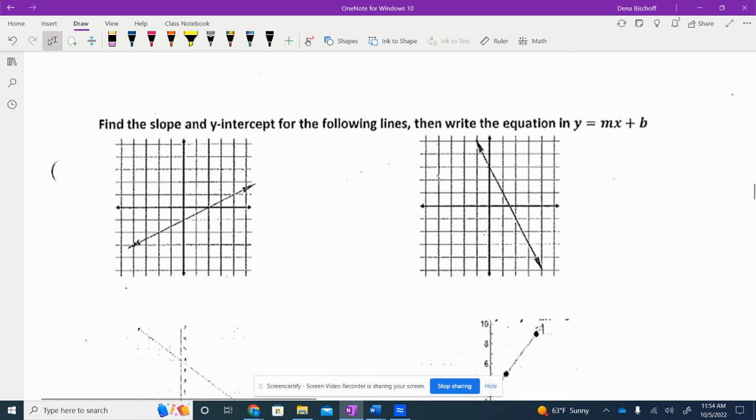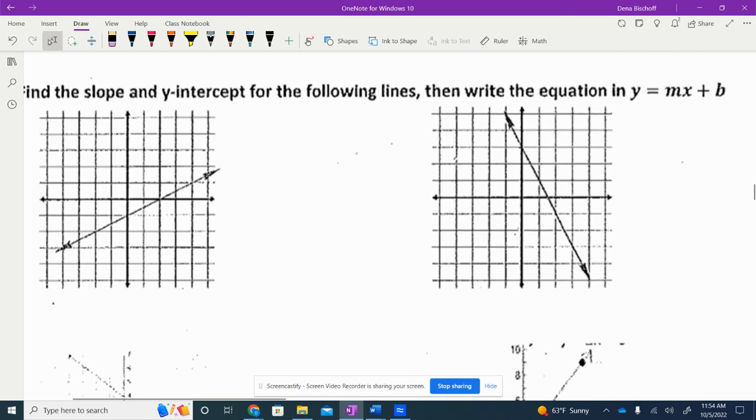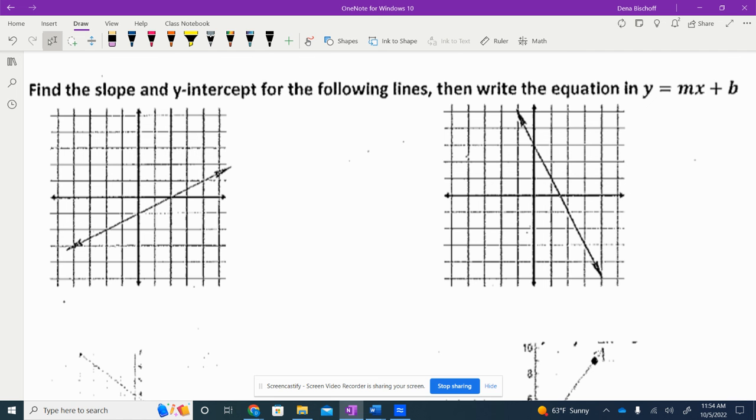Okay. So now we're going to find the slope and the y-intercept of these 2 lines from the graph. I'm going to try and make it big. We're going to find the slope and the y-intercept, and then we're going to write an equation. So I'm just going to put m equals and b equals on both of these. And then I'll write the equation down here at the bottom of the graph. Is that okay? So the slope. What is the slope of this first line?